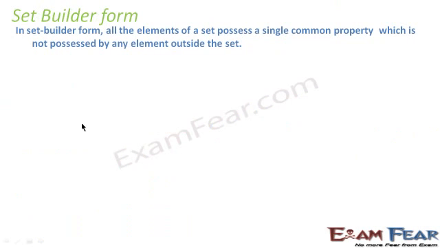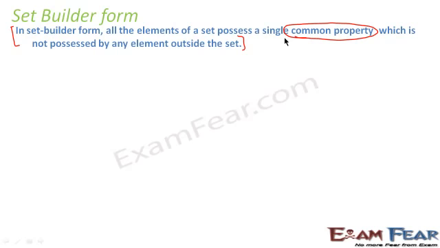In set builder form, all the elements should possess a single common property which is not possessed by any element outside the set. So you have to find a common property. A common property is a very, very crucial thing. If you have a set of elements which does not have a single common property, then you can't write that in set builder form.